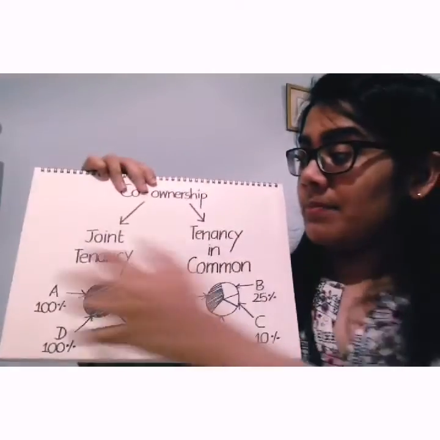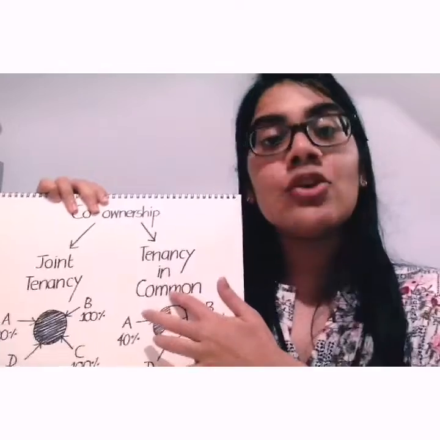A joint tenancy is a form of co-ownership. What's co-ownership? Co-ownership refers to a situation in which property is owned by 2 or more people at the same time. There are 2 main forms of co-ownership, namely joint tenancy and a tenancy in common. Let's see what each of these are.